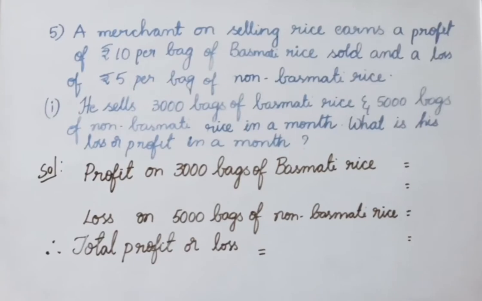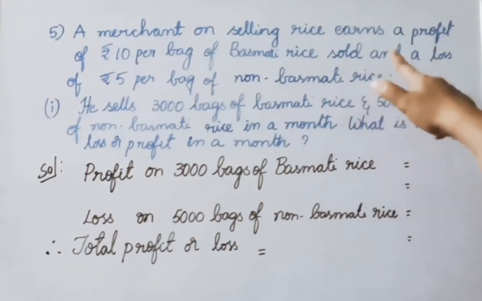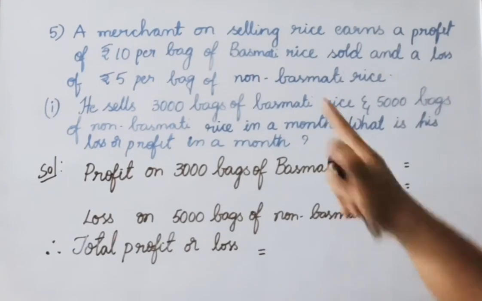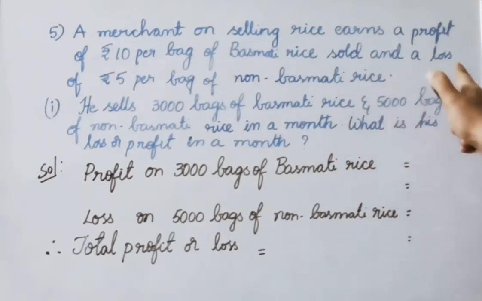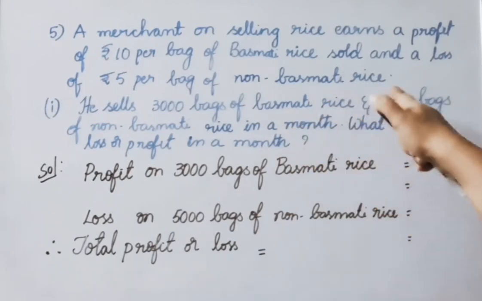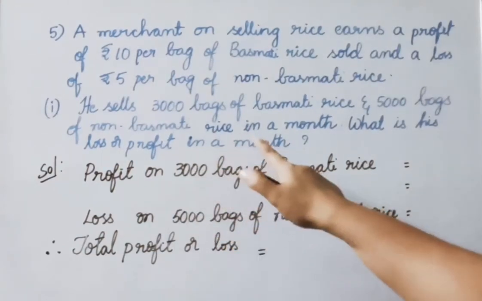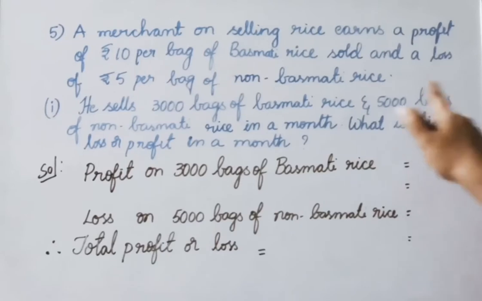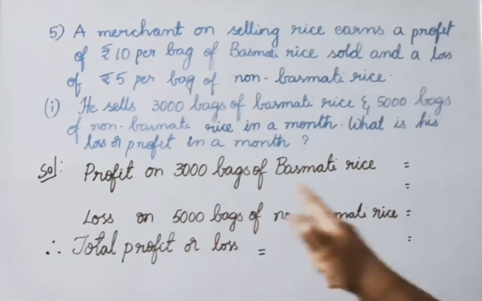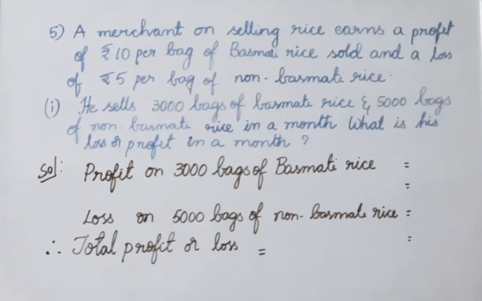See now, fifth question. A merchant on selling rice earns a profit of 10 rupees per bag of basmati rice sold and a loss of 5 rupees per bag of non-basmati rice. What they gave in the question is, a merchant on selling a basmati rice bag gets a profit of 10 rupees. Non-basmati rice bag, if he sold, he gets a loss of 5 rupees. Now, first one: he sells 3000 bags of basmati rice and 5000 bags of non-basmati rice in a month. So, what is his loss or profit in a month? We need to find out. Let us see the solution.